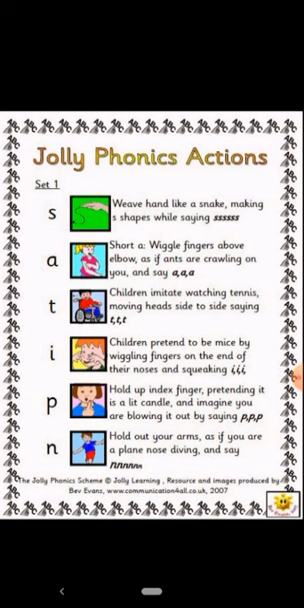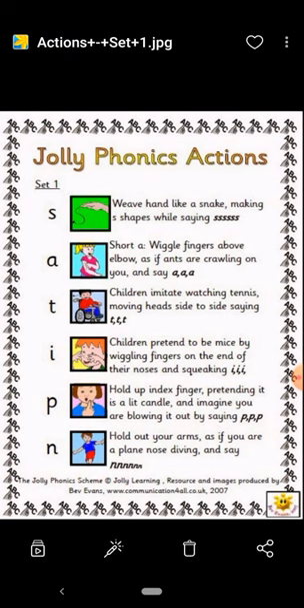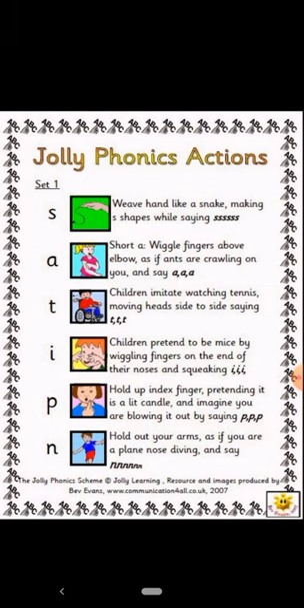We have the next sound, p. It says hold up your index finger, pretending it is a lit candle, and imagine you are blowing it out by saying p. You can see the picture. Then we have the next sound. Hold out your arms as if you're a plane nose diving and say the sound, the way you hold out your hands when you are playing aeroplane is coming. I don't know how many people are familiar with that game. So you hold out your arms and you say it.